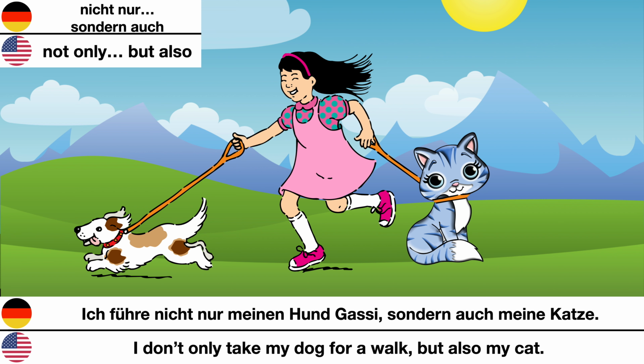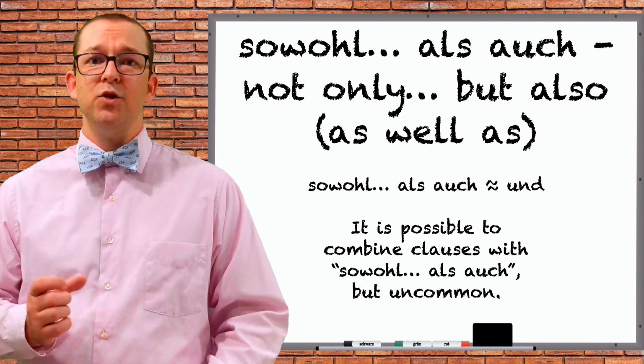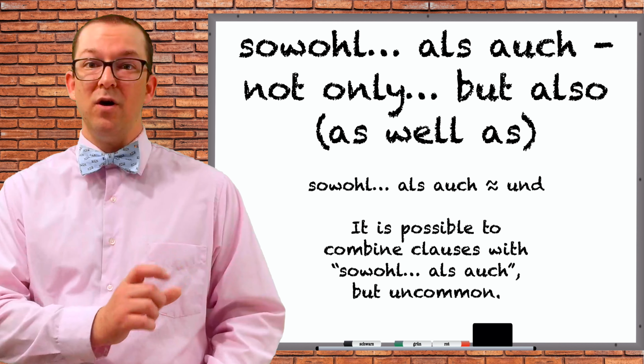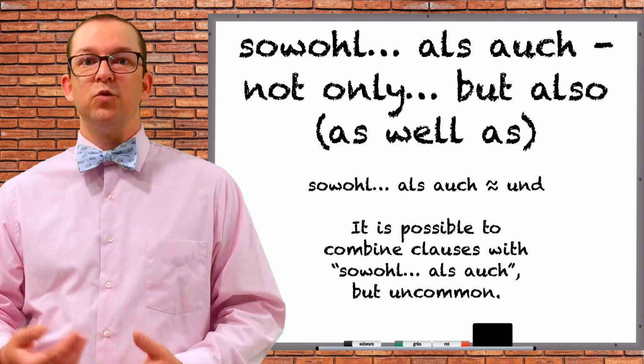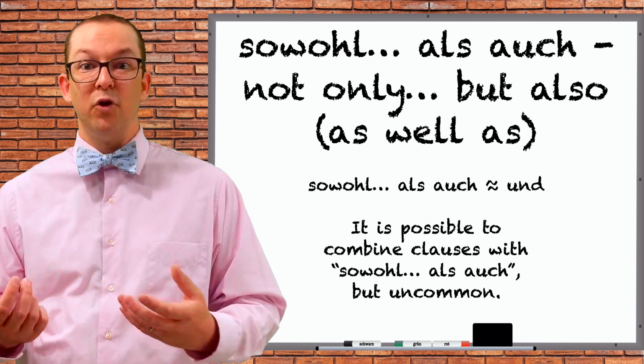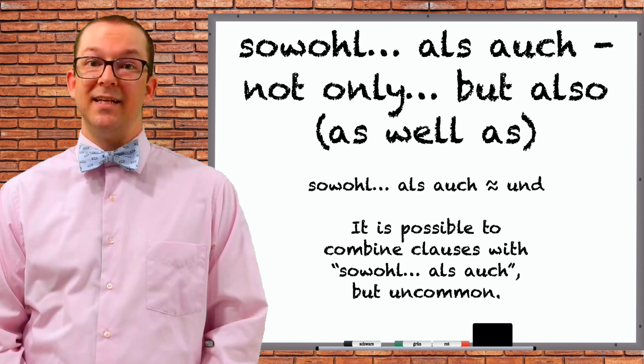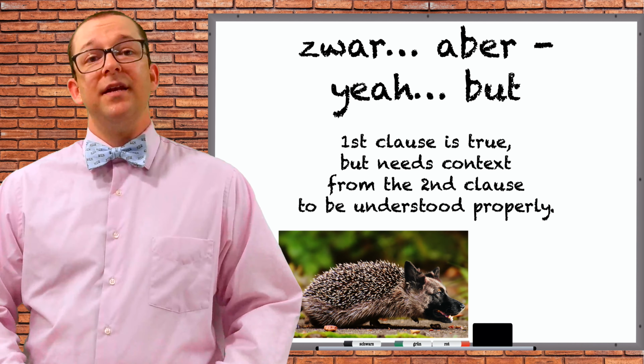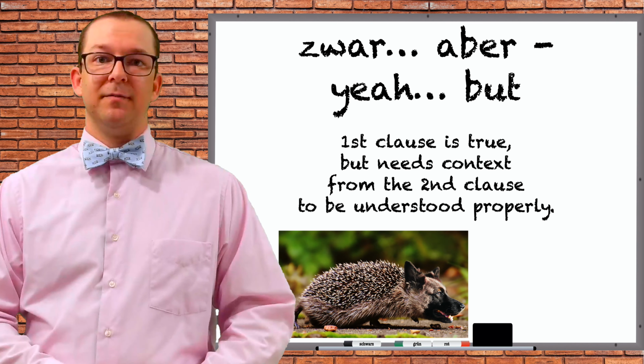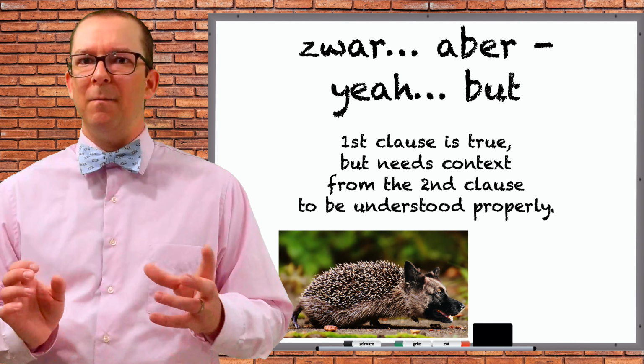If you switch the dog and the cat in this example, the difference is much bigger, as people don't normally walk their cat. Generally speaking, you can use sowohl als auch, where you could use und, which is why it's not very common to see full clauses connected by sowohl als auch, and why you didn't see any in my example sentences. Next up is zwar aber, which basically is like, yeah, but.